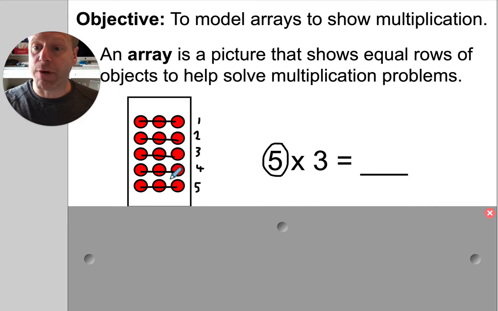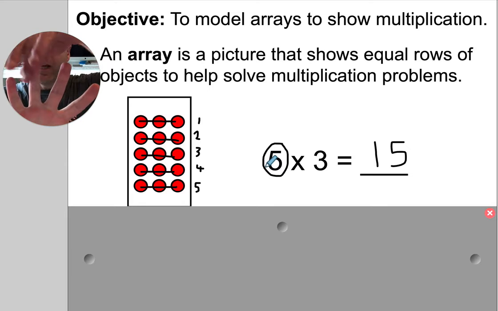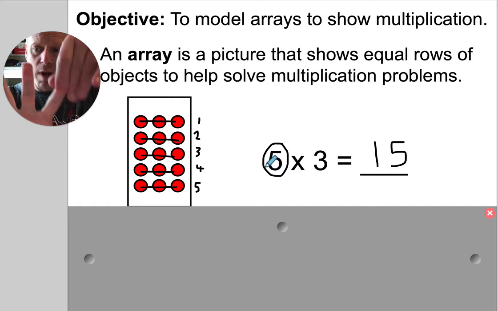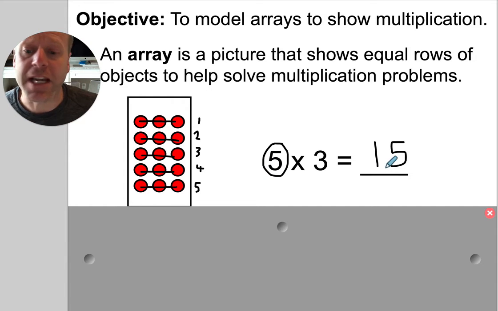And then the answer is right here. I've already got my answer. It's just given to me in dots, and I have to count the dots. So I can count by ones. 1, 2, 3, 4, 5, 6, 7, 8, 9, 10, 11, 12, 13, 14, 15. And there's my answer. My other choice, if I knew how to do it, would be to skip count by 3. 3, 6, 9, 12, 15. I get the same 15 whether I'm counting by ones or I'm counting by threes.